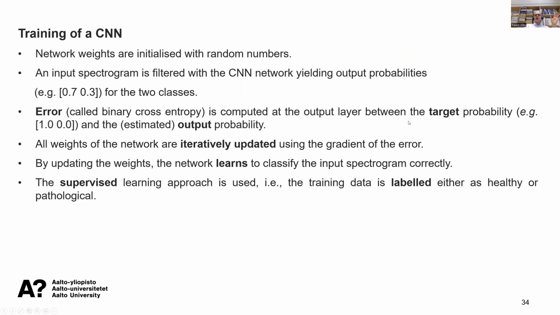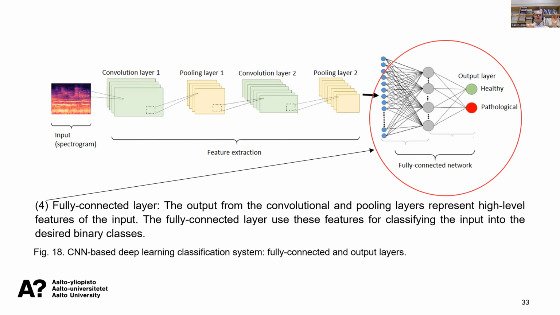And once the system has been trained, then we simply take the test signal, convert that to a spectrogram, and that is filtered by the trained network, which then gives the output, the probability whether this input was healthy or pathological.